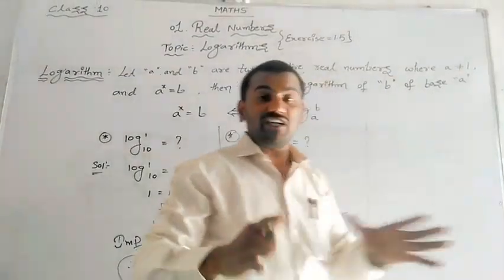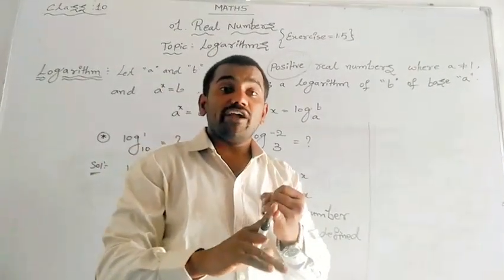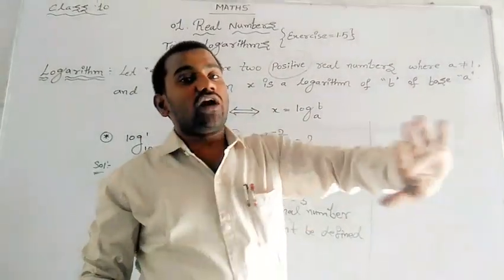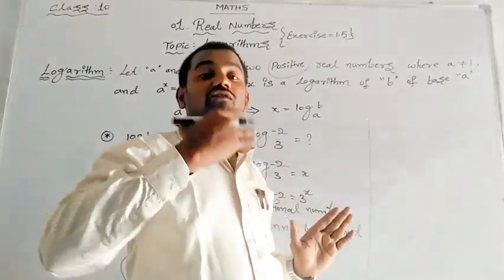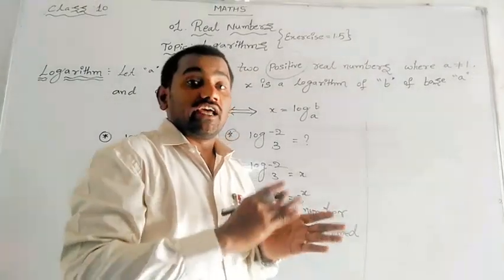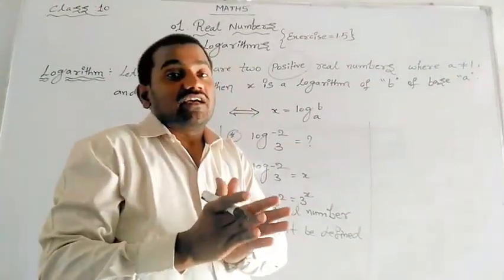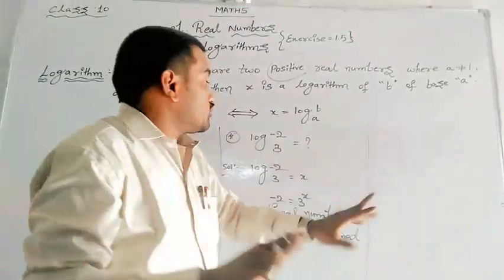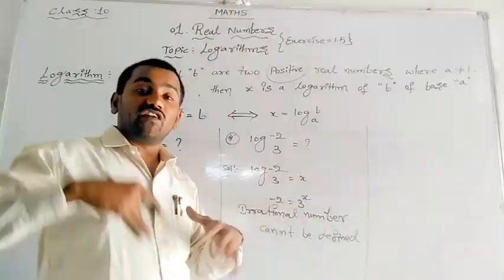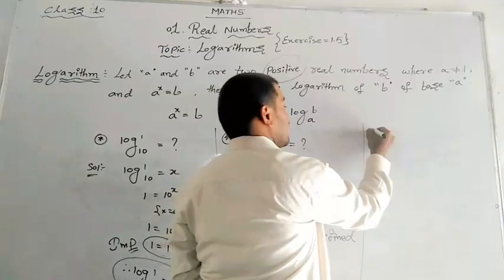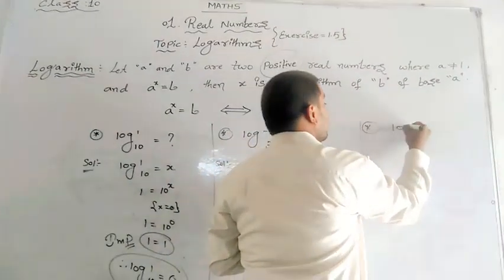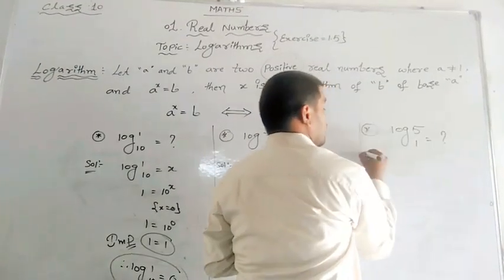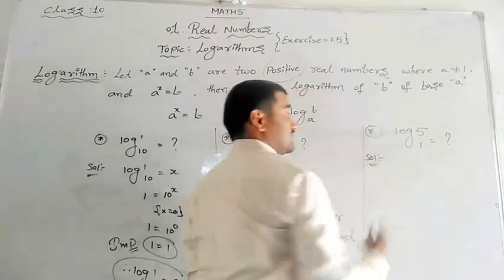In the definition we mentioned clearly that if a and b are two positive real numbers, where a is not equal to 1, then a to the power of x equals b, and x is the logarithm of b to the base a. But the base a should not be equal to 1. If it is 1, what happens? Let's see by taking one example so that we can conclude this: log pi to the base 1. Let's see the solution.